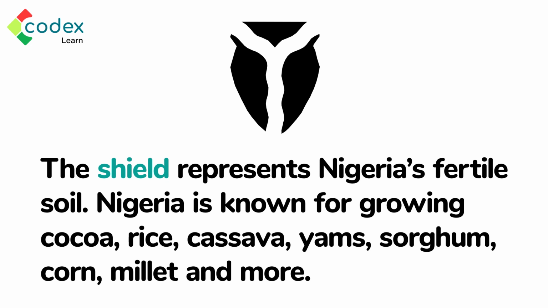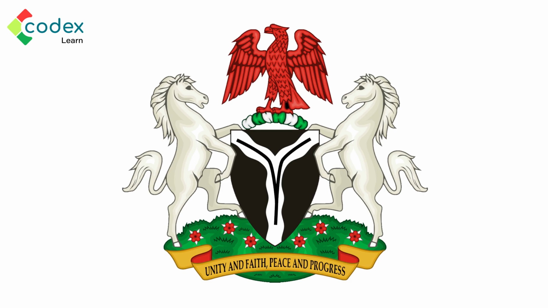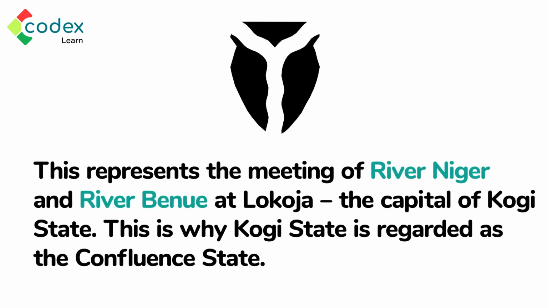Nigeria is known for growing cocoa, rice, cassava, yams, sorghum, corn, millet, and more. We also have the white pearl, which is a Y-shaped charge on the coat of arms. Can we see it? It is a little wavy. This represents the meeting of River Niger and River Benue at Lokoja, the capital of Kogi State. This is why Kogi State is regarded as the confluence state.